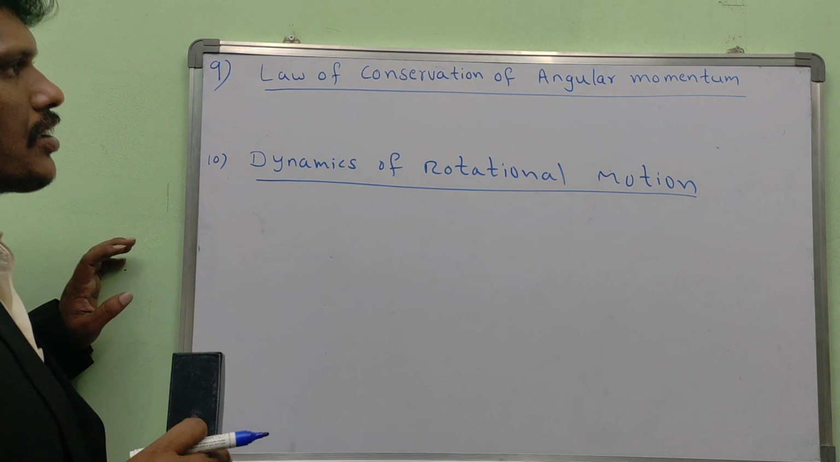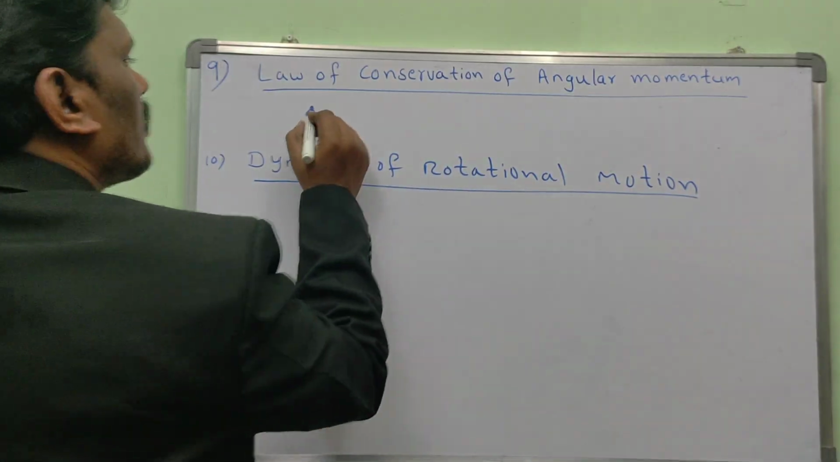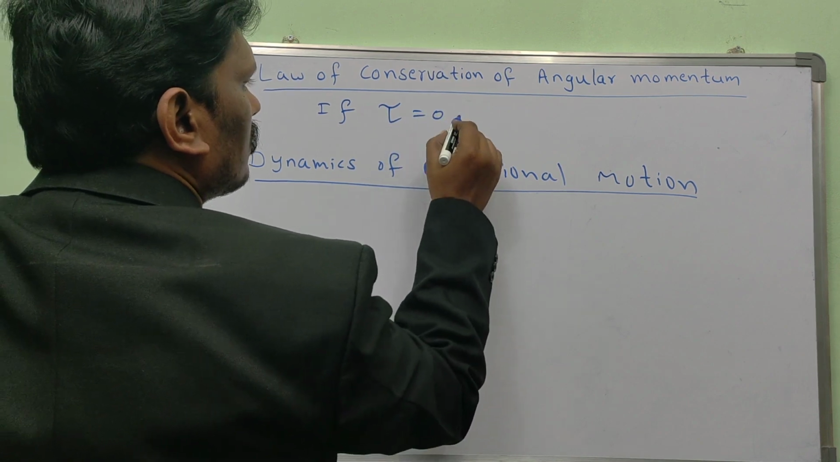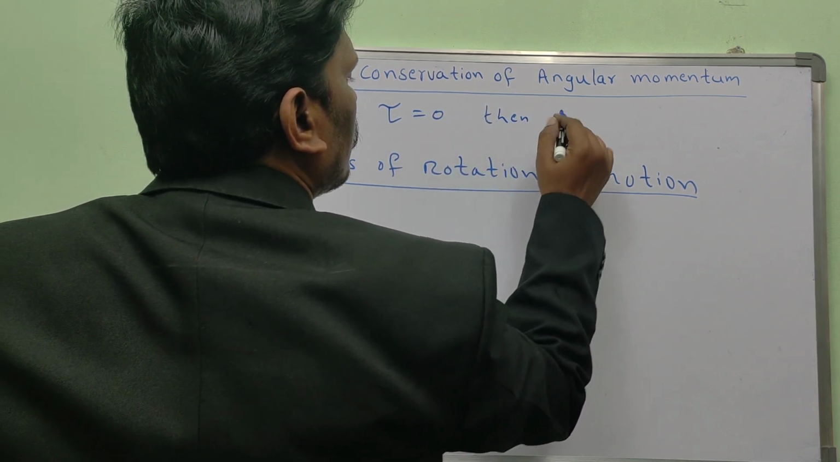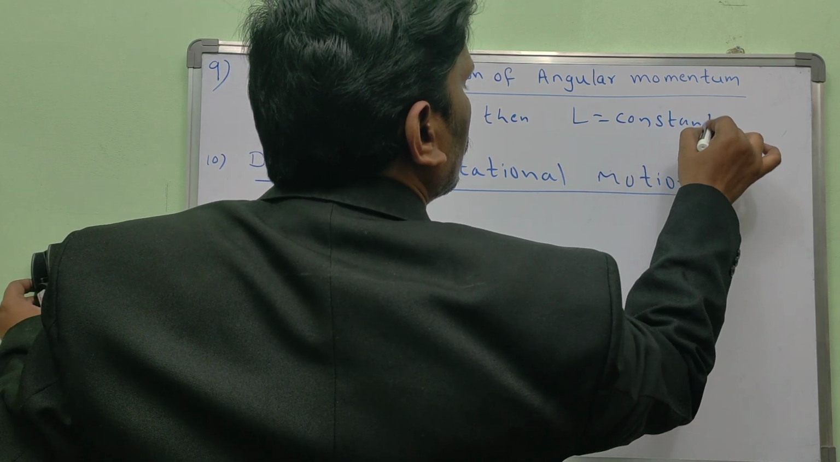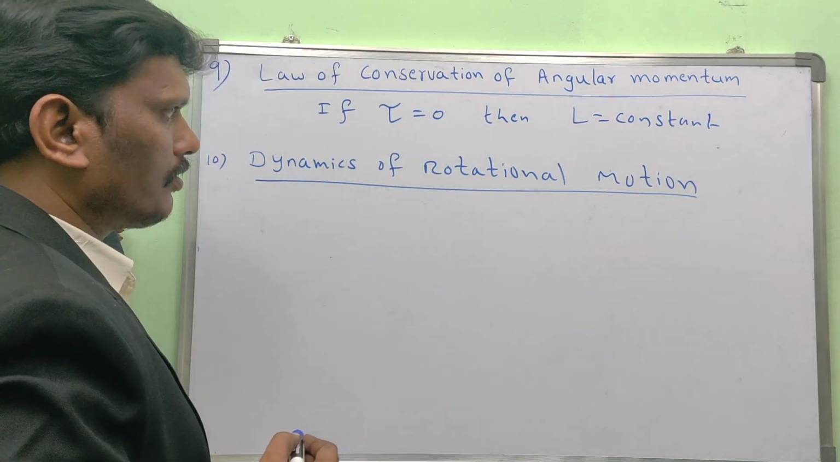Ninth one, law of conservation of angular momentum. What is the meaning of that? If tau is equal to 0, that is, external torque is equal to 0, then L is equal to constant. What is the meaning of that? Angular momentum is constant. Why?